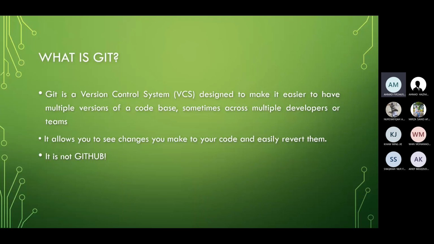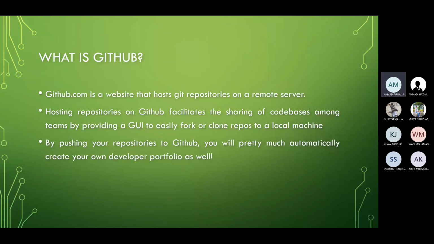What is GitHub? GitHub is a website that hosts Git repositories on a remote service. Hosting repositories on GitHub facilitates the sharing of code base among teams by providing a GUI to easily fork or clone repos to a local machine. By posting your repositories to GitHub, you will pretty much automatically create your own developer portfolio as well.